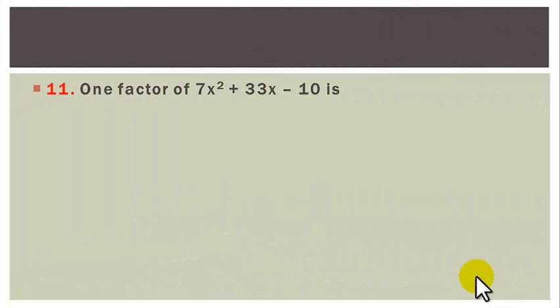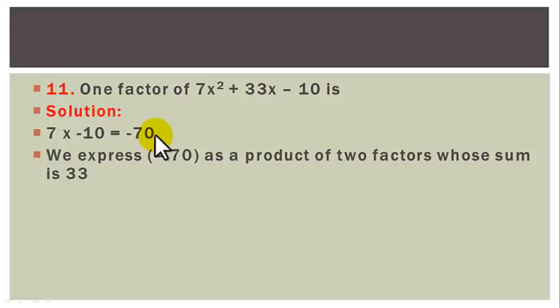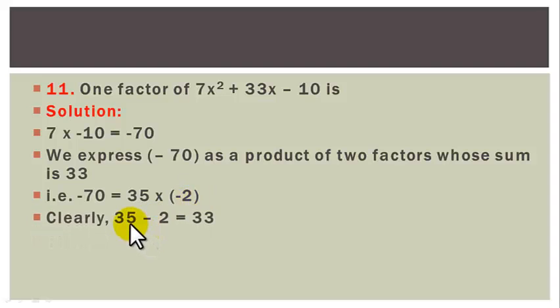Question 11. One factor of 7x squared plus 33x minus 10 is. Solution. To factorize this quadratic expression, we have to multiply the coefficient of x squared, which is 7, by the constant term, which is minus 10, to obtain 7 times minus 10 equals minus 70. So we express minus 70 as a product of two factors, so that their sum will give us plus 33. That is, minus 70 can be expressed as 35 times minus 2. Clearly, as you can see here, 35 plus minus 2 will give us 33.